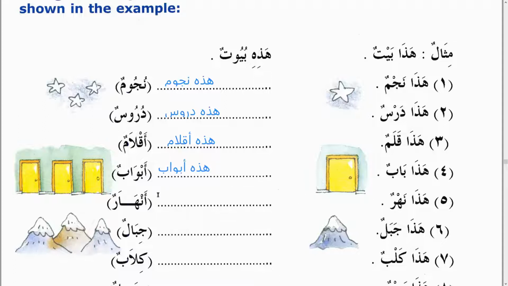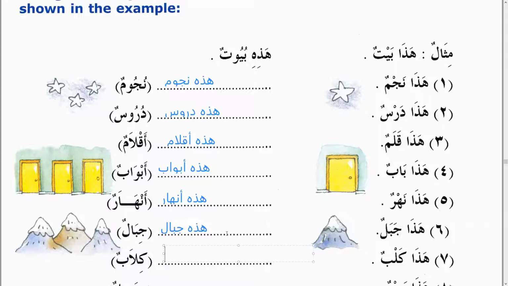Hada nahrun. This river. Hadihi anharun. Right? Hadihi anharun. Comes in the Quran. Anhar. Rivers. Streams. تجري من تحتها الأنهار. The gardens below which streams flow. Right? هذا جبل. هذه جبال. Mountains. جبال. هذه جبال. Everything is هذه.